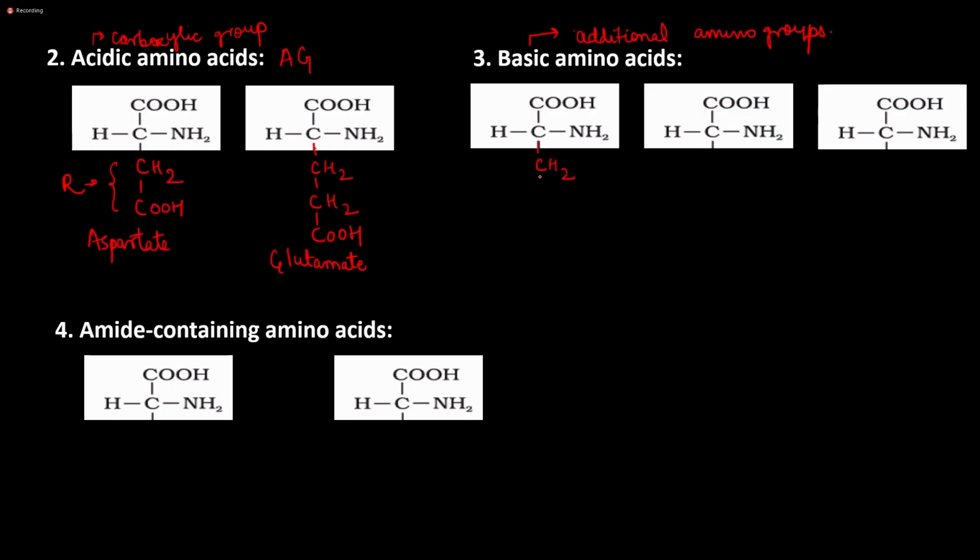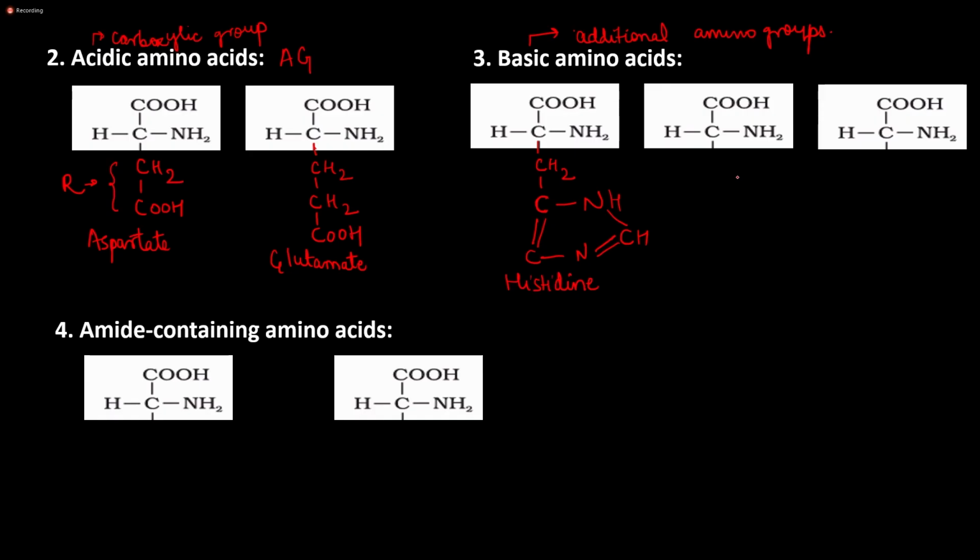It will have a CH2. Now see how to remember the structure. You have C, then alternately N, again C, then N, then C, and this C is connected by a double bond. There you have two double bonds, so you have alternate C and N. In this way you can remember the structure of histidine. So the first basic amino acid is histidine.